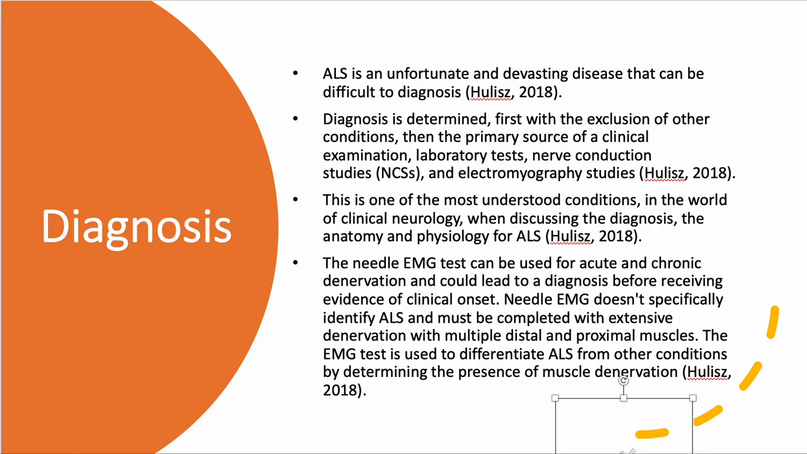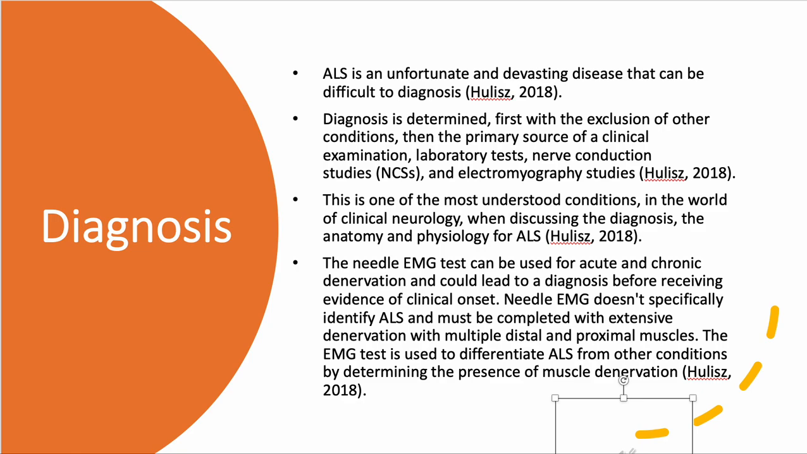Amyotrophic lateral sclerosis is an unfortunate and devastating disease that can be difficult to diagnose. Diagnosis is determined first with the exclusion of other conditions, and the primary sources are a clinical examination, laboratory tests, nerve conduction studies, and electromyography studies.